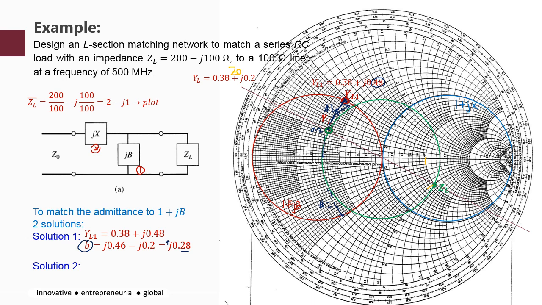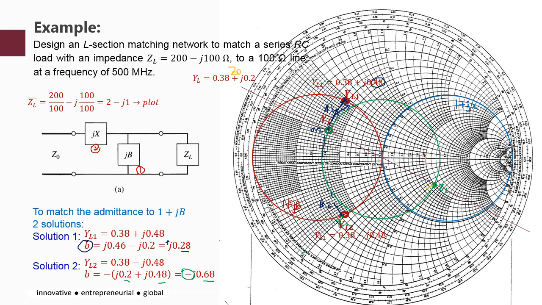Right, the next possible solution is to move the YL downwards, so YL2 is down here. When it is moving downwards, obviously the j will be negative. The movement is in negative order. How much? From 0.2 down to this point, which is minus 0.48. So B2 is equal to, the total movement is 0.2 plus 0.48, 0.68 downward. Downward, so it's negative.